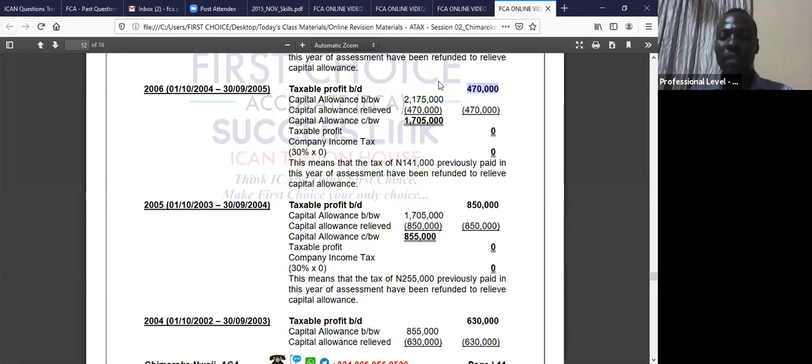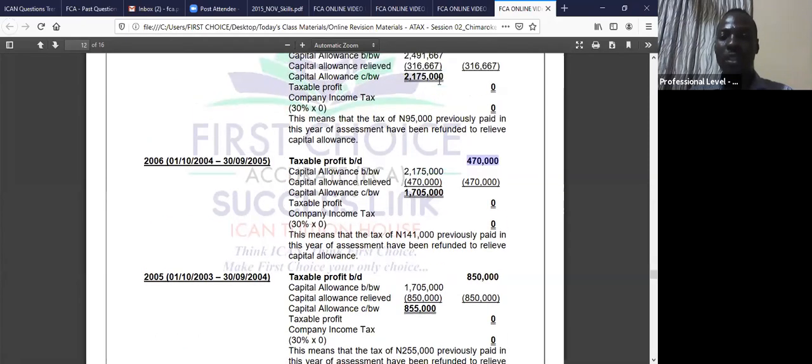Now 2175 is being brought here. You will look at it again. This capital allowance is still higher than your profits. That means your profits will still need to go to claim your capital allowance. The aim is to make this 0. This one is a balance that will be carried to next year. That means the 141 you paid as tax is being refunded. And I told you if you do 141 times 100 over 30, you will get 470.